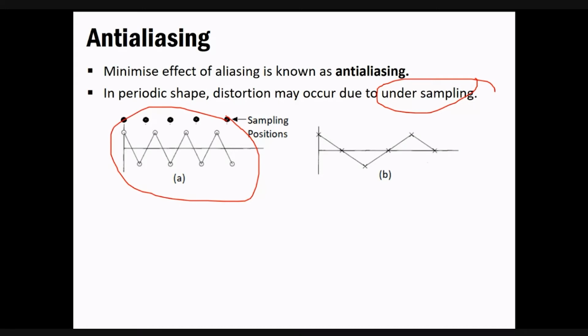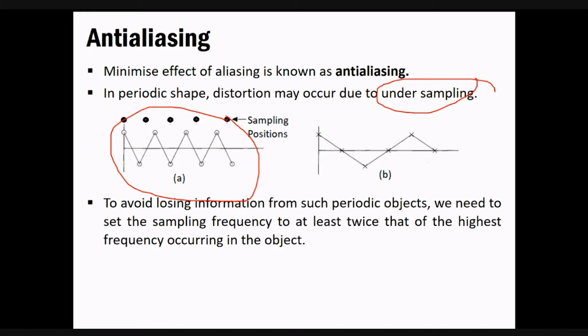If your frequency is not sampled properly, then you'd be getting such kind of distortion, and the things you are displaying on the computer screen would look somewhat distorted. To avoid losing information from such a periodic object, we need to set the sampling frequency to at least twice the highest frequency occurring in the object. For that we can simply multiply it by a value greater than the original frequency.